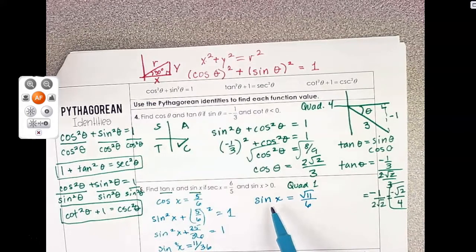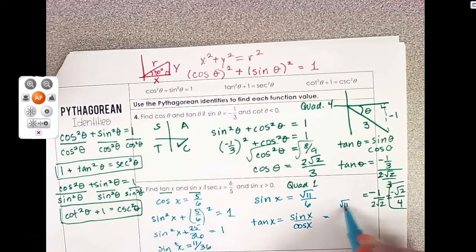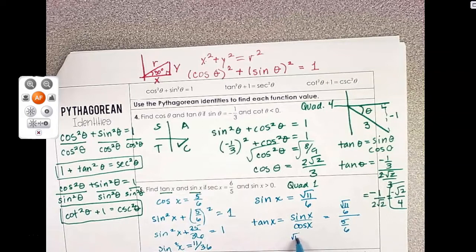So then I need to find the tangent, and I'm going to do sine over cosine. Which is root 11 over 6 divided by 5/6. So keep switch flip. Root 11 over 6 times 6/5. Boom, boom. Get root 11 over 5.